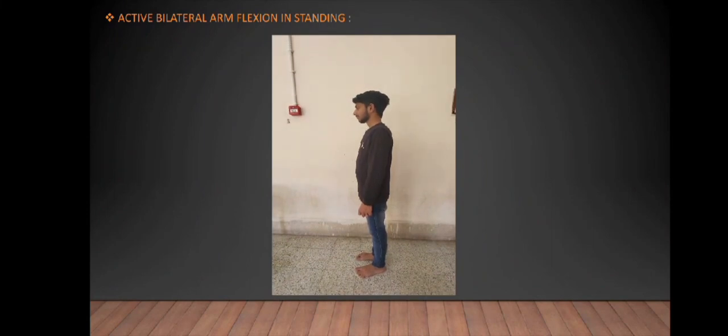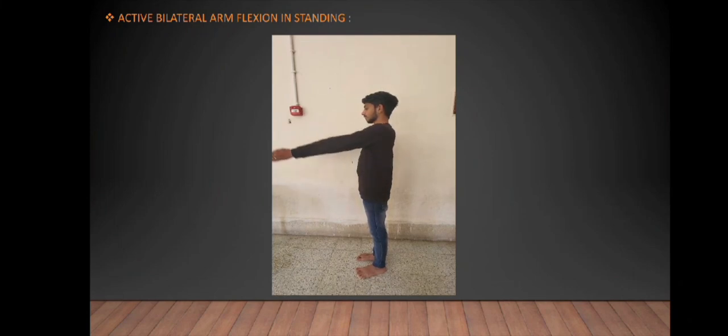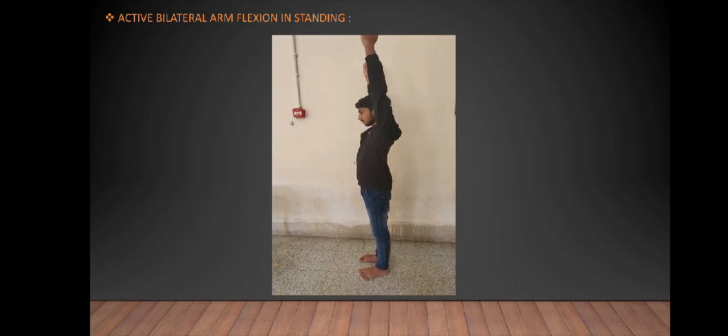Active bilateral arm flexion in standing. Instruction: raise and lower your arms as far as you can while keeping your head steady.